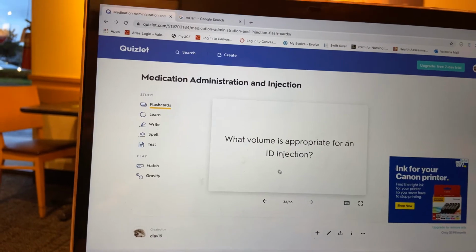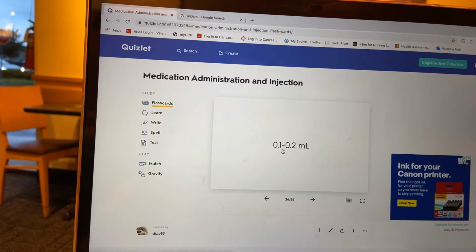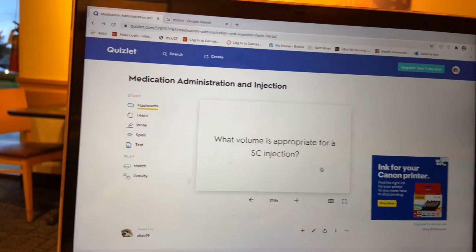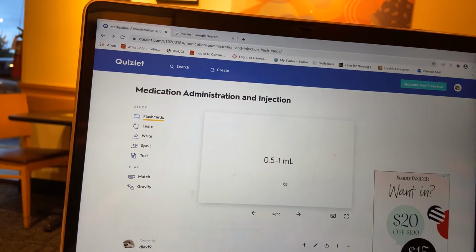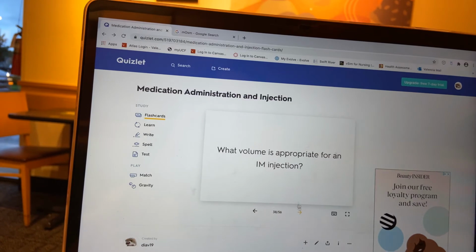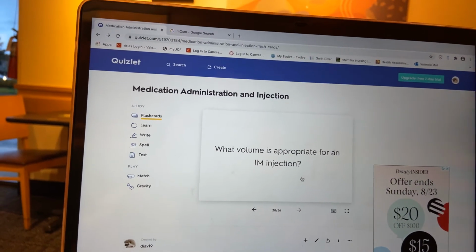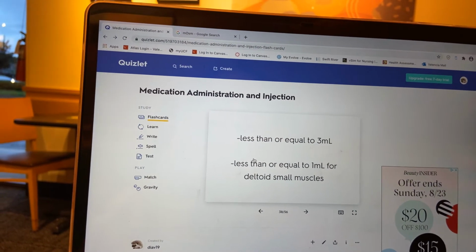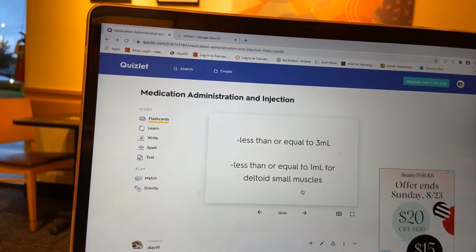What volume is appropriate for an intradermal injection? 0.1 to 0.2 milliliters. What volume is appropriate for a subcutaneous injection? 0.5 to 1 milliliters. What volume is appropriate for an intramuscular injection? Less than or equal to 3 mLs, or less than or equal to 1 mL for deltoid small muscles.